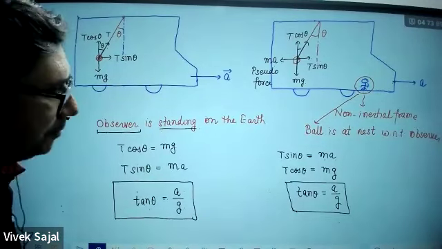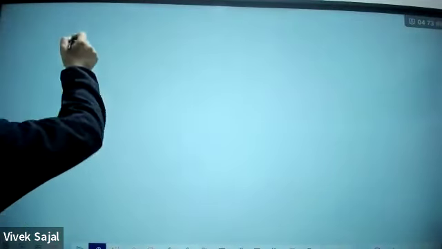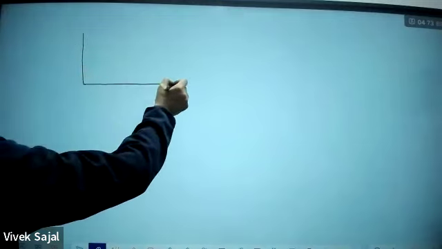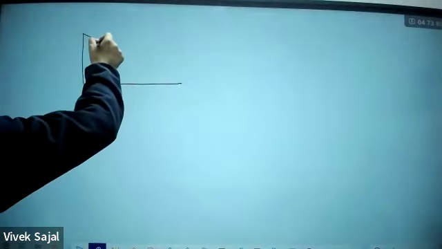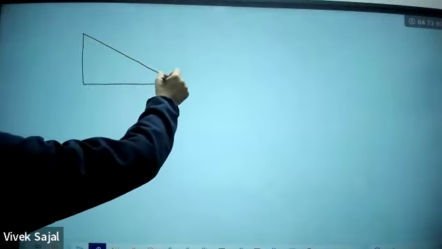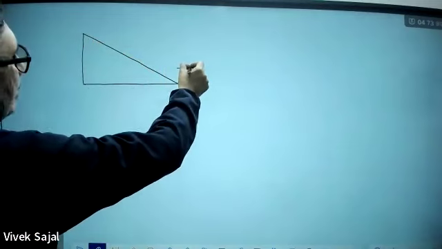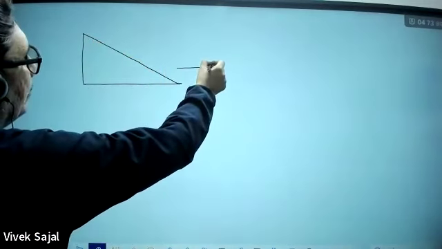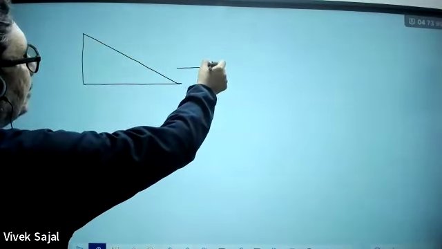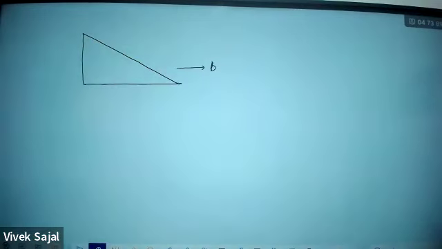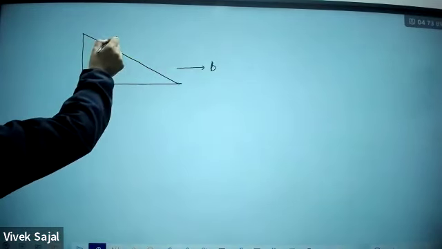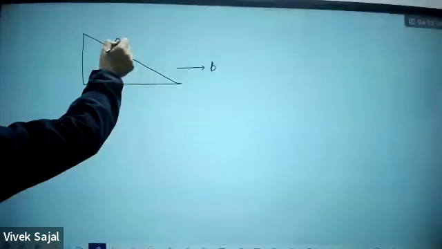Now suppose there is a block that is placed on this inclined plane. This is an inclined plane, and this inclined plane is moving in the forward direction with an acceleration b. With an acceleration b, it is moving. So how will you write the equations?